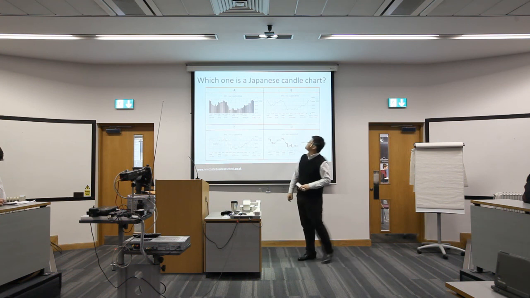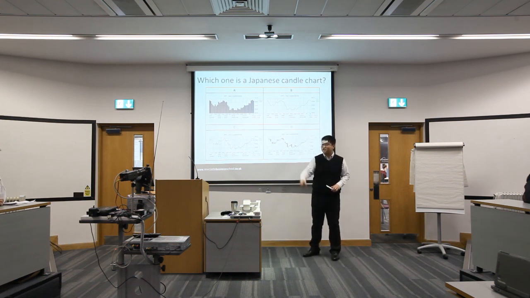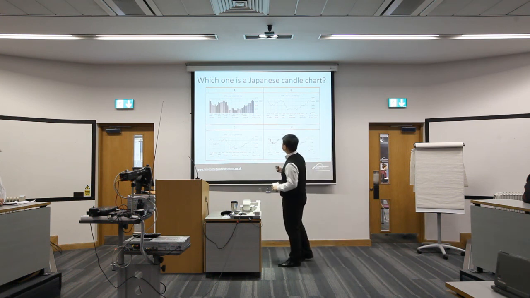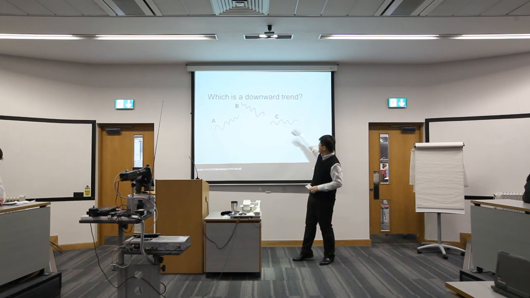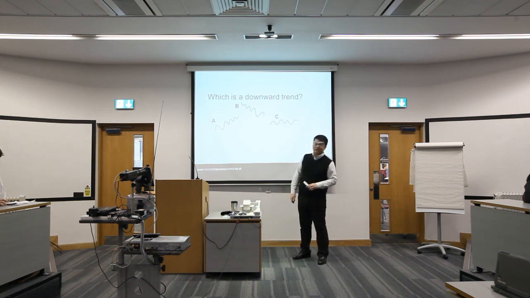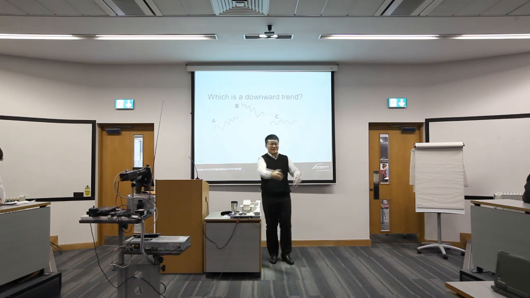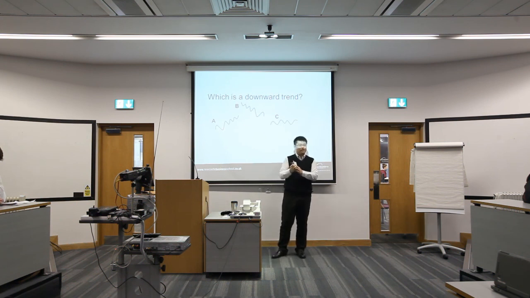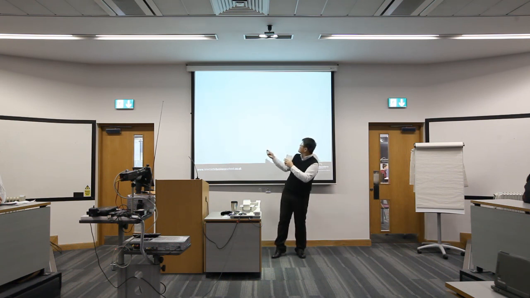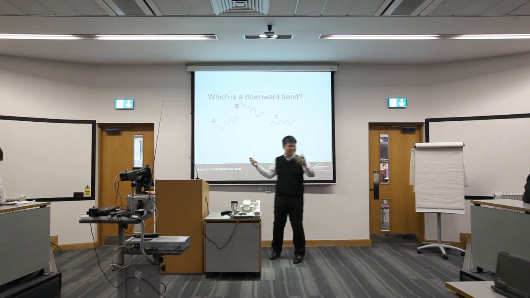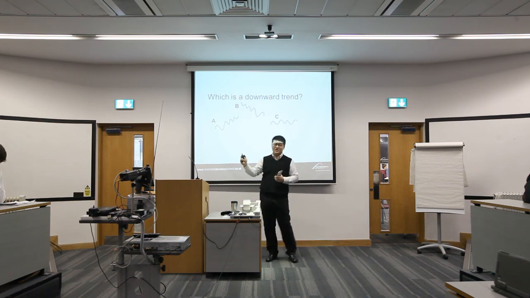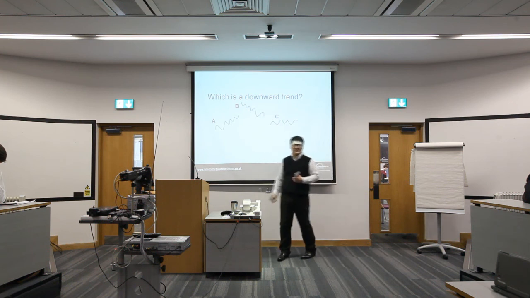The second one, which one is the Japanese candlestick chart? D. D. I will give it to you, chocolate coins. And this one, funny things. Which is a downward trend? B. Exactly. Please give me the reason why. Because when we read the chart in Bloomberg, we read from the left to the right, right? So, you see, easy. And this one, I think you already gave the answer.